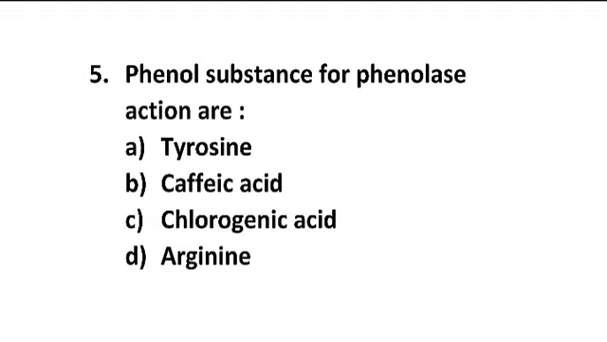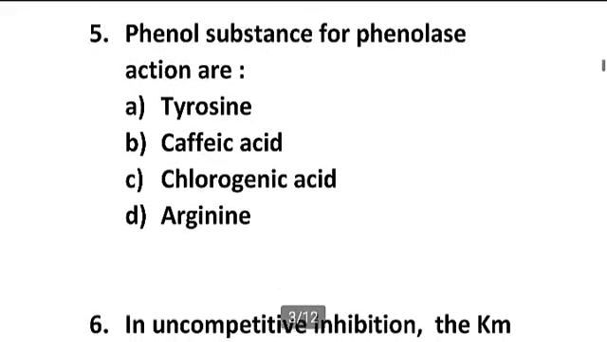Phenolases are responsible for the browning in different fruits and vegetables. So the phenol substances that are used are tyrosine. Yes, tyrosine is used. Caffeic acid is also used, and chlorogenic acid is also used as a phenol substance for phenolase action. So the correct options are A, B and C. Now moving to next question.